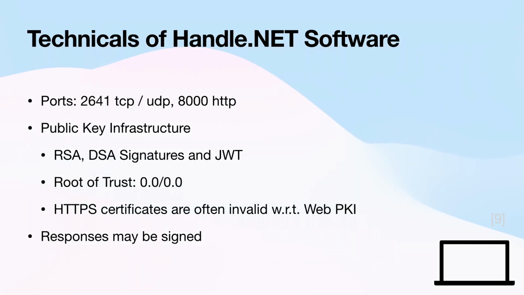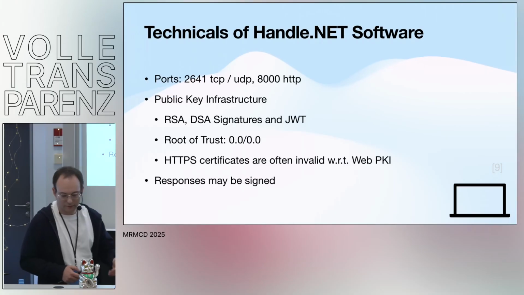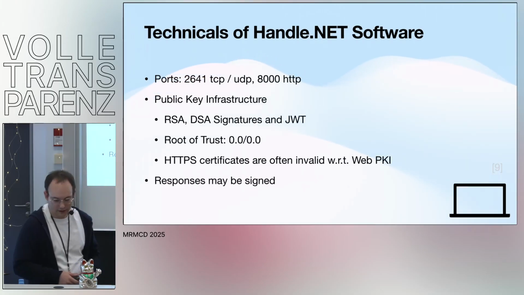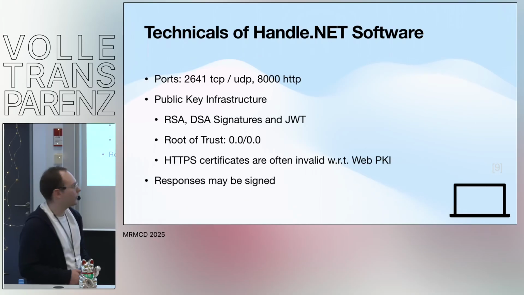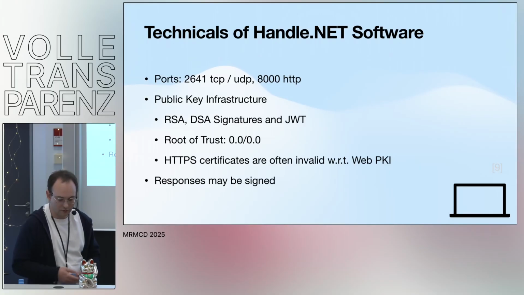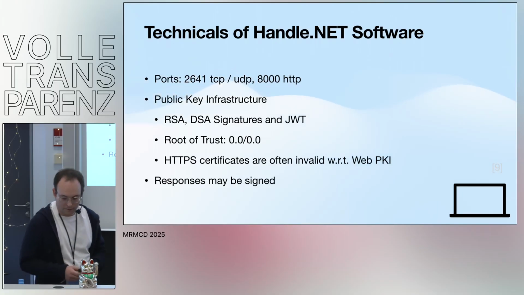There are other technical aspects of the whole software. Besides the HTTP interface, they also have a custom protocol. It runs on this port, and they also employ a custom public key infrastructure to secure it all and to provide authentication for the system. They use RSA and DSA signatures encoded in JWTs, pretty standard stuff. But it's a custom PKI, not compatible with others. And the root of trust is stored at this identifier. You can look up this identifier and you will find a self-signed certificate which provides the root.